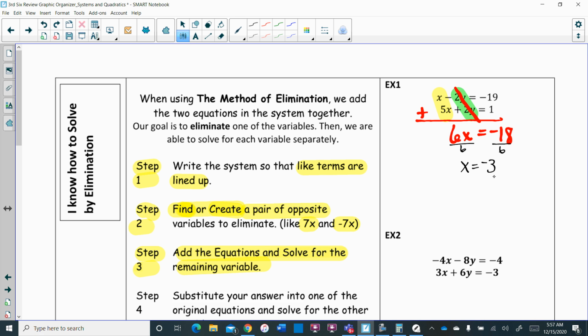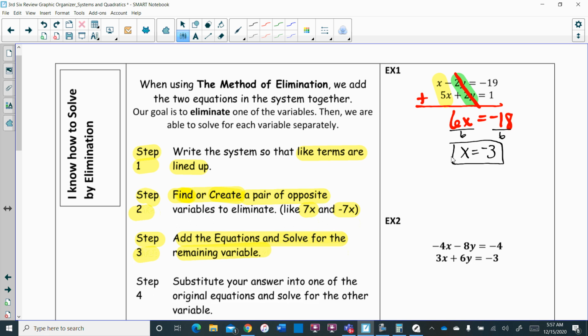Now, we're not done, because once you have your x, because your solutions are always a pair, an ordered pair, you are going to need to substitute your answer into one of the original equations and solve for the other variable. So I can plug in the first or the second. It's up to you. I'm going to go with the first, okay? So I'm going to plug this back into here. I'm going to rewrite it. So this means negative 3 is my x, minus the 2y equals negative 19. Probably should have done that in blue, just so you can see the difference.